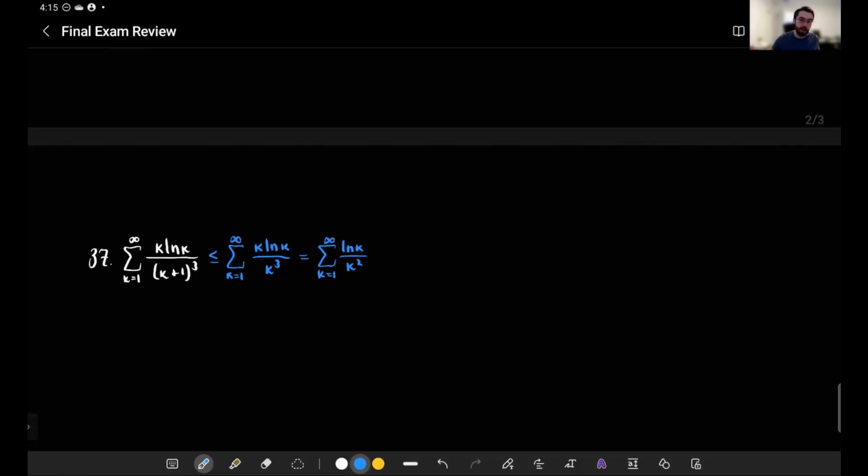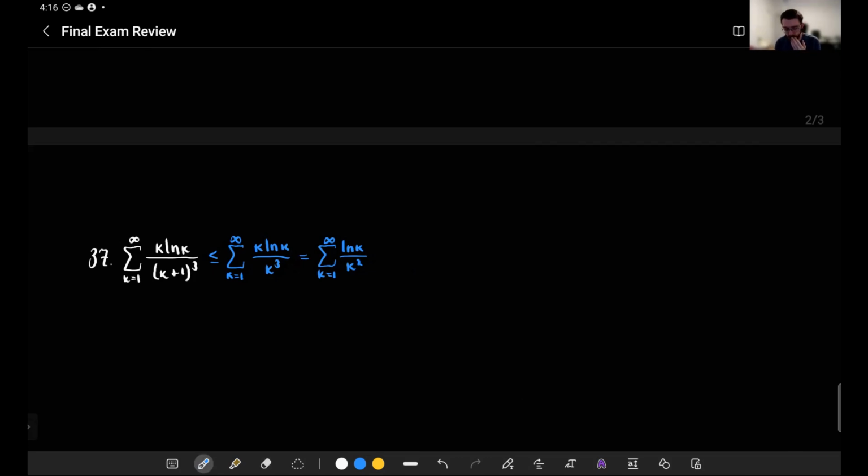But that's still kind of ugly, right? I can't make it look any nicer. Like maybe you want it to be less than or equal to 1 over k squared, but that's not true because natural log of k is not less than 1. So you can't go that far. Can't go much further at all with comparison.